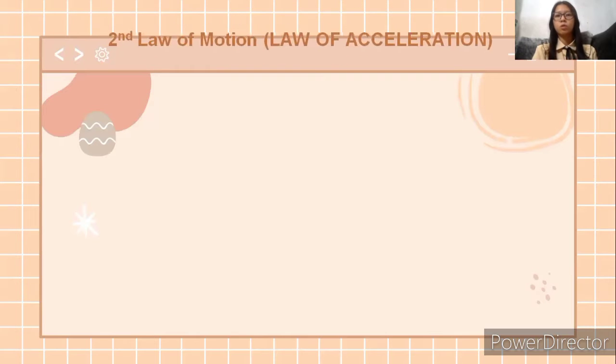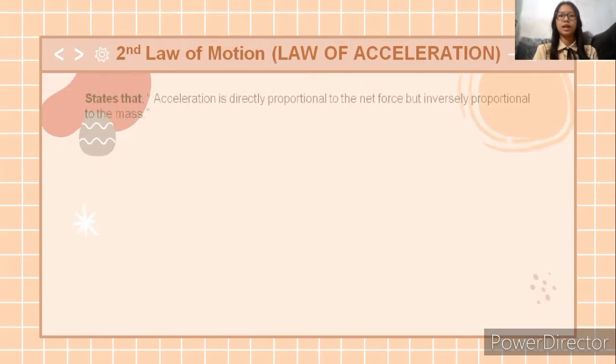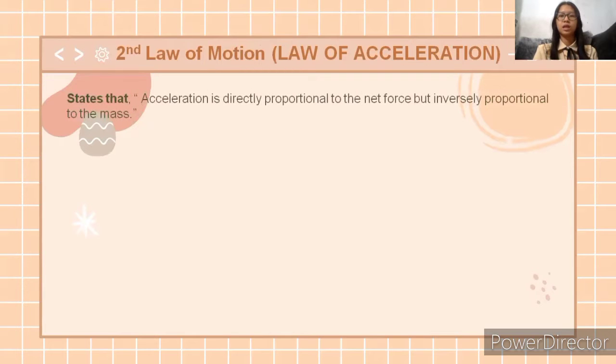The second law of motion, or law of acceleration. It states that acceleration is directly proportional to the net force but inversely proportional to the mass. The formula is sigma F is not equal to 0. Sigma F is equal to mass times acceleration, and acceleration is equal to sigma F over m.